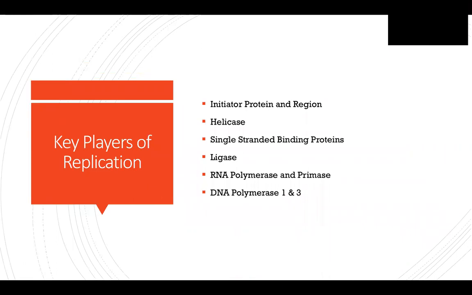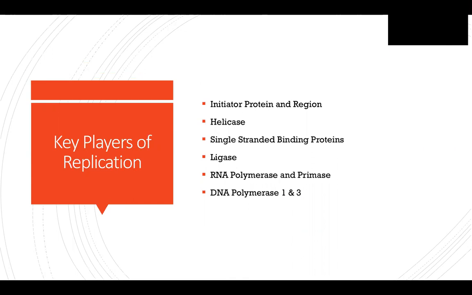Initiator region and protein. This is where the DNA will start to unravel and replication will begin. Helicase assists in breaking phosphodiester bonds so that the double strand can separate. Single-stranded binding protein binds to keep the DNA in an organized fashion. Ligase seals the nick in the double-stranded molecule at the completion of replication.